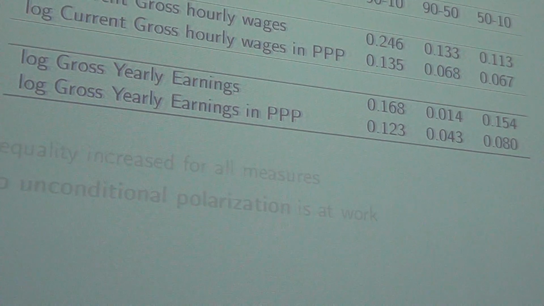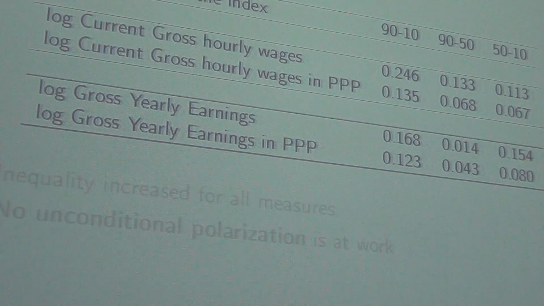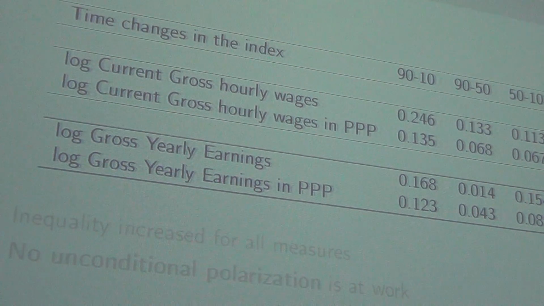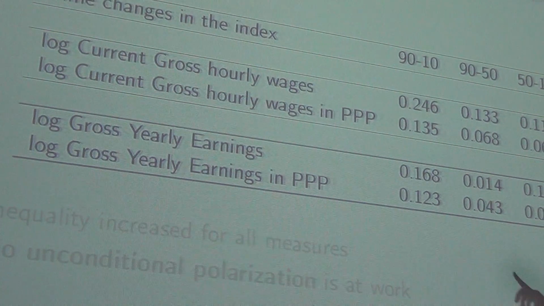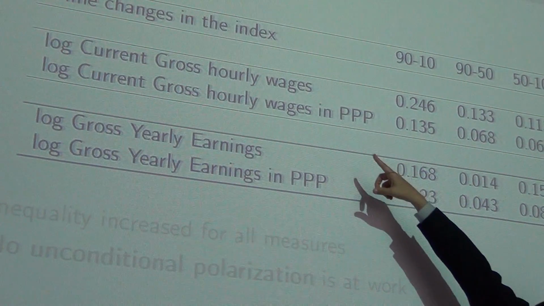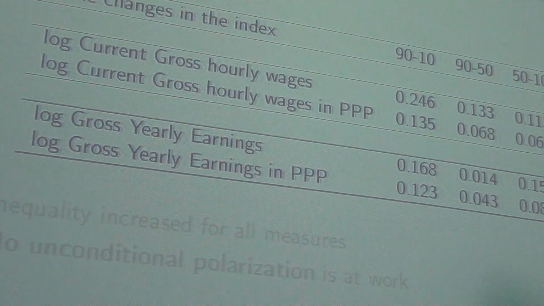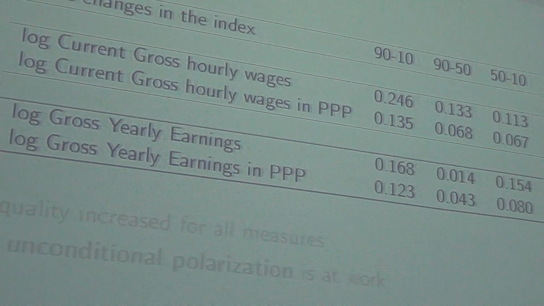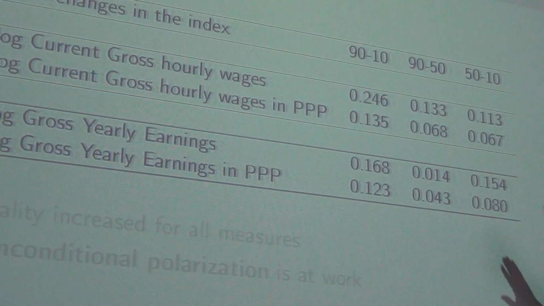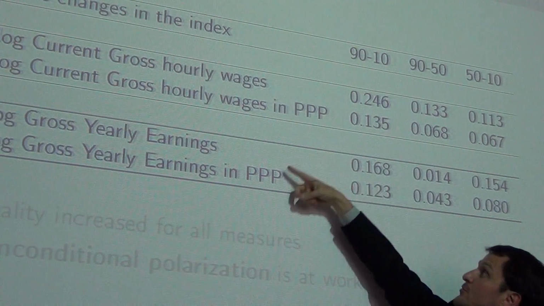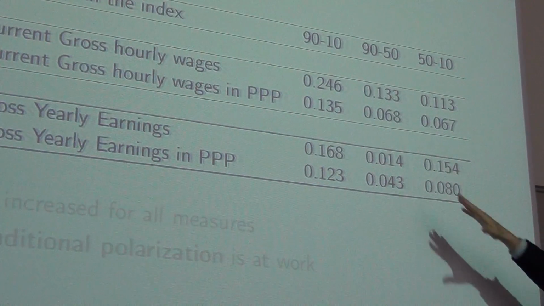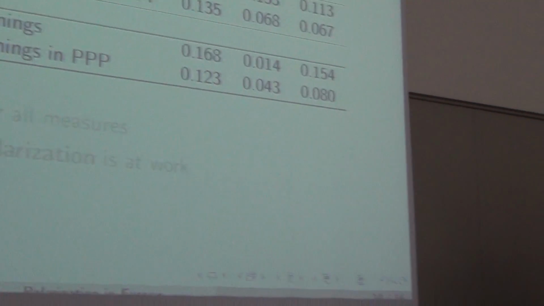So what about the unconditional polarization? So the wages that we observe in the labor market. What's going on over time? We have that the 90-10 increased both using hourly wages and gross yearly earnings. So inequality increased in Europe. And also using purchasing power parity, it doesn't change, but you have anyway an increase in inequality.